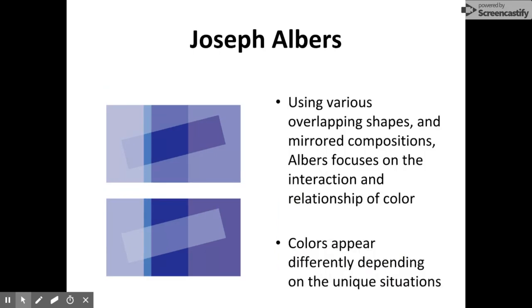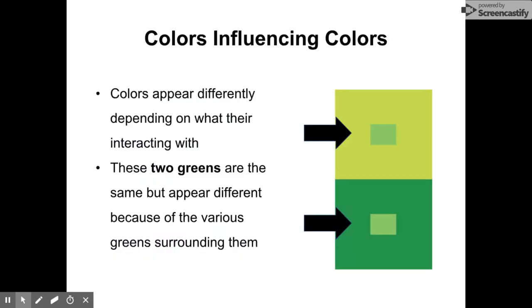Joseph Albers was known for using various overlapping shapes, mirrored compositions, and focusing on the interaction of color relationships. He believed that colors appear differently depending on the unique situations that they're in. So what we're going to be doing is going through each one of these different characteristics that Joseph Albers used, and that'll be the criteria for your own inspired abstract artwork.